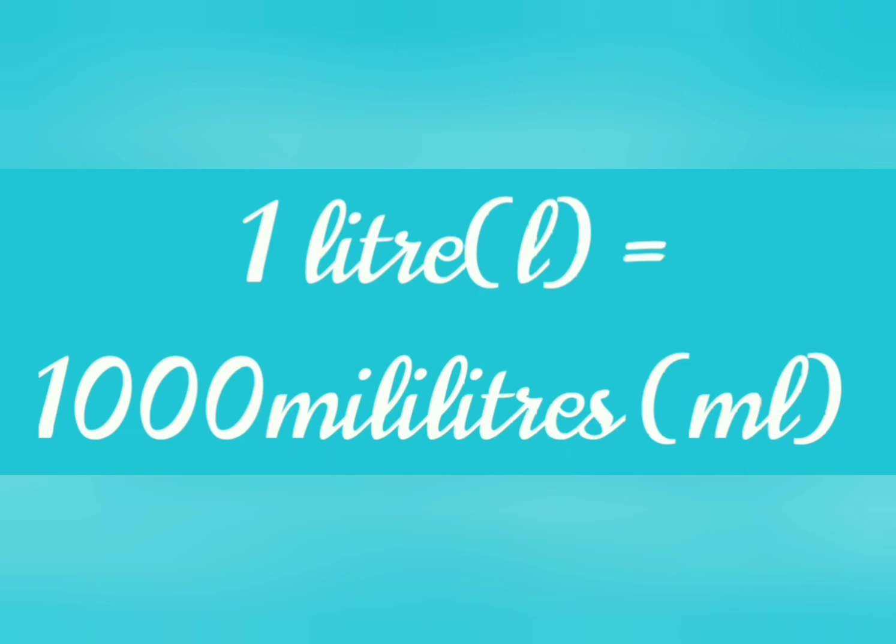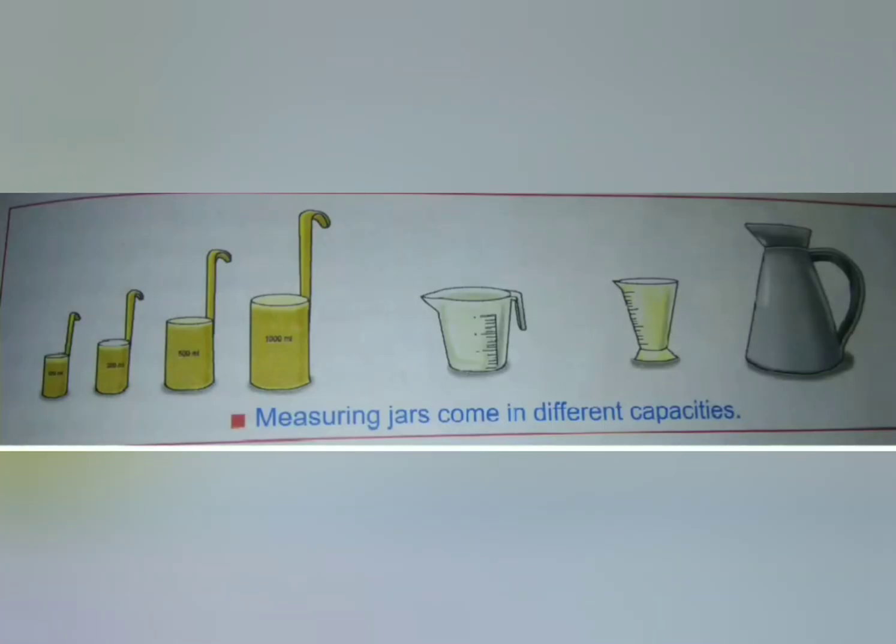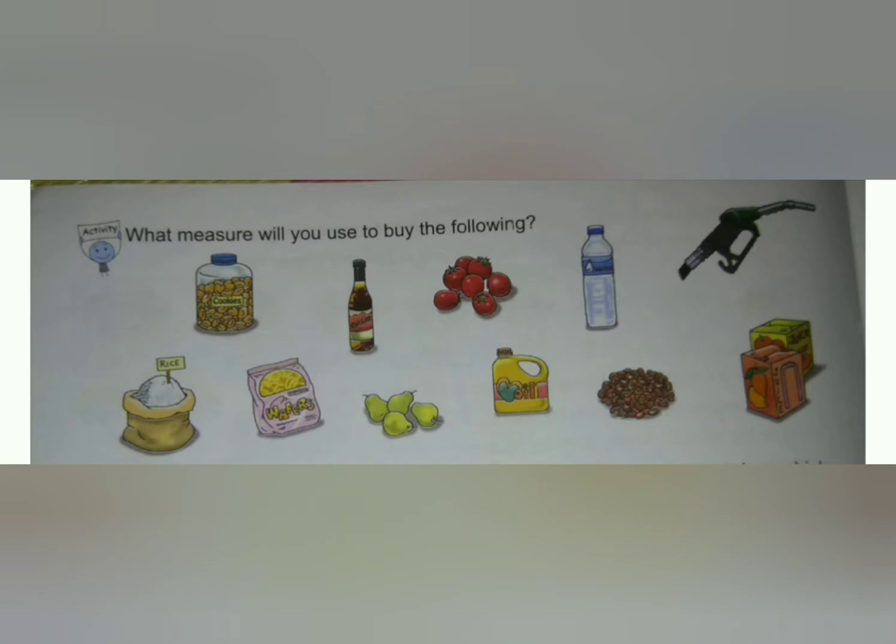Milliliter is written as ml in short form, and liter is written as small l in short form. And small quantity of liquid is measured in ml and large quantity in liter. And children, these are the measuring jars which are used to measure the liquids. And these measuring jars come in different sizes or different capacities, like 100 ml, 200 ml, 500 ml and 1000 ml.